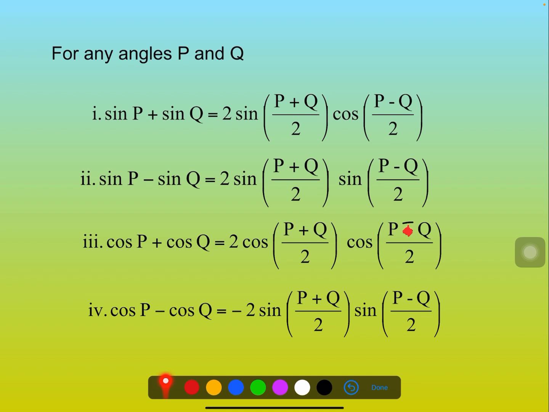And the fourth one is cos P minus cos Q, which equals minus 2 sine P plus Q over 2 sine P minus Q over 2. What we have in common is that the first and the second are sine plus sine and sine minus sine. The third and the fourth are cos plus cos and cos minus cos. There is no mixture of sine and cos.